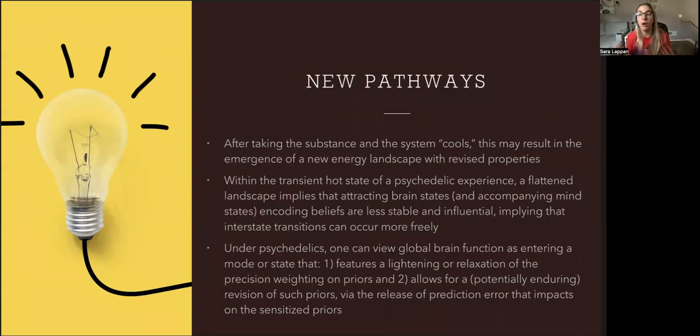So these priors actually change the complete way in which the brain connects to itself. Regions connecting to one another, areas connecting to one another, can fundamentally change. And this is through the release of prediction error that impacts sensitized priors. So again, these prediction pathways, these prediction priors or precision weighting, can in some ways be overall affected, or in some ways neutralized.